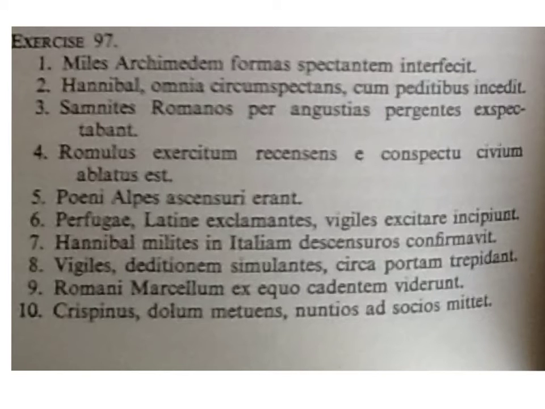Okay, here we have the second exercise, or the exercise that you had in the bottom right-hand corner, larger, but I'm afraid slightly more blurry. This first one then we have is Miles, the soldier. Make sure that you recognise that Miles is singular. It's a third declension noun. Miles, the soldier, interfecit, killed, Archimedes, spectantem, watching, looking at his figures.